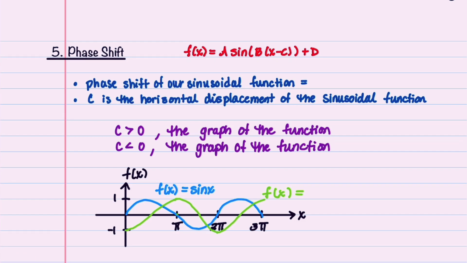The phase shift of our sinusoidal function is equal to c. C is the horizontal displacement of the sinusoidal function. If c is positive, greater than 0, the graph of the function shifts to the right. And if c is less than 0, or c is negative, the graph of the function shifts to the left.